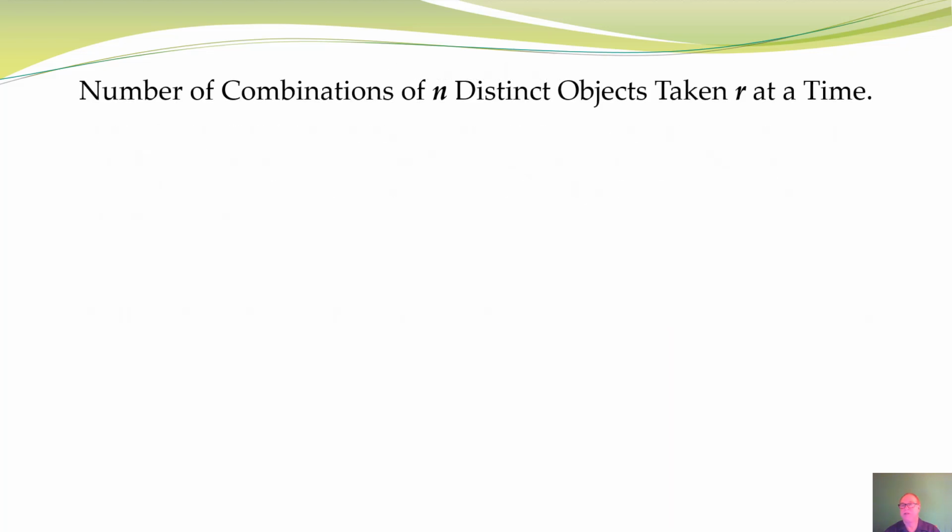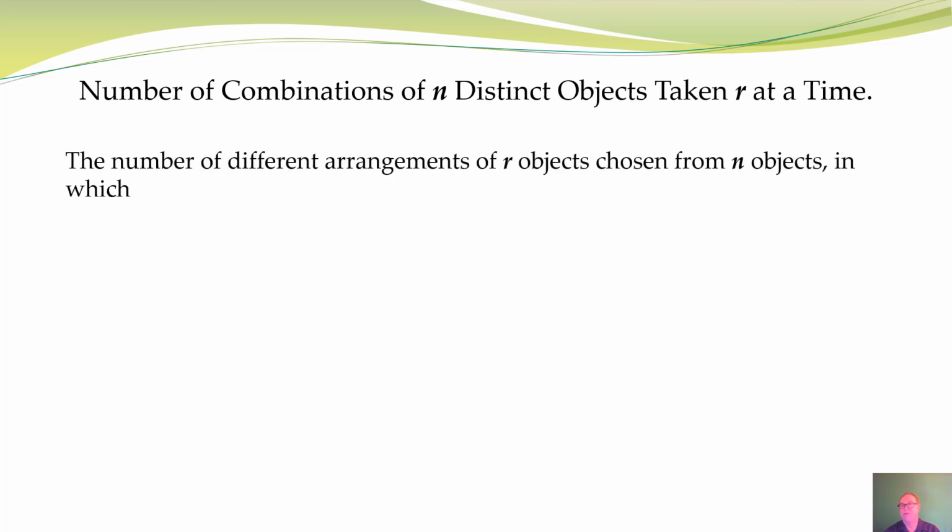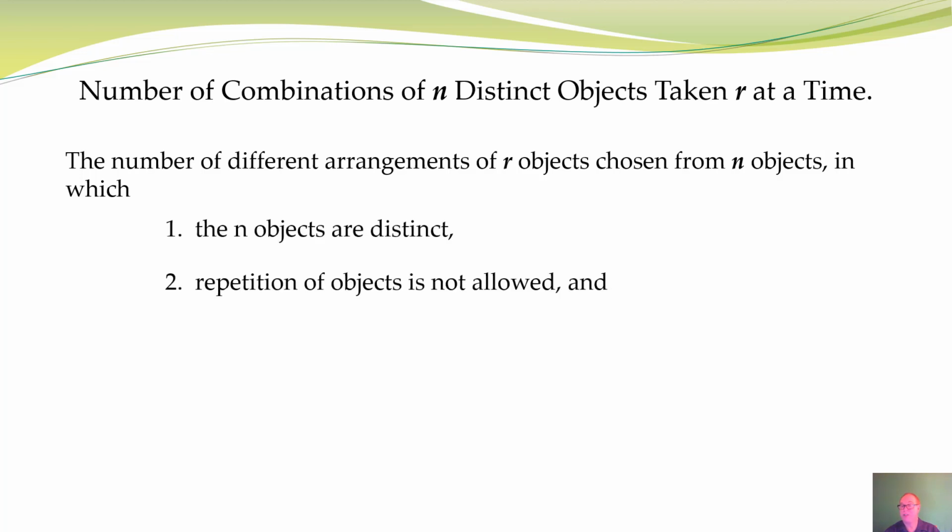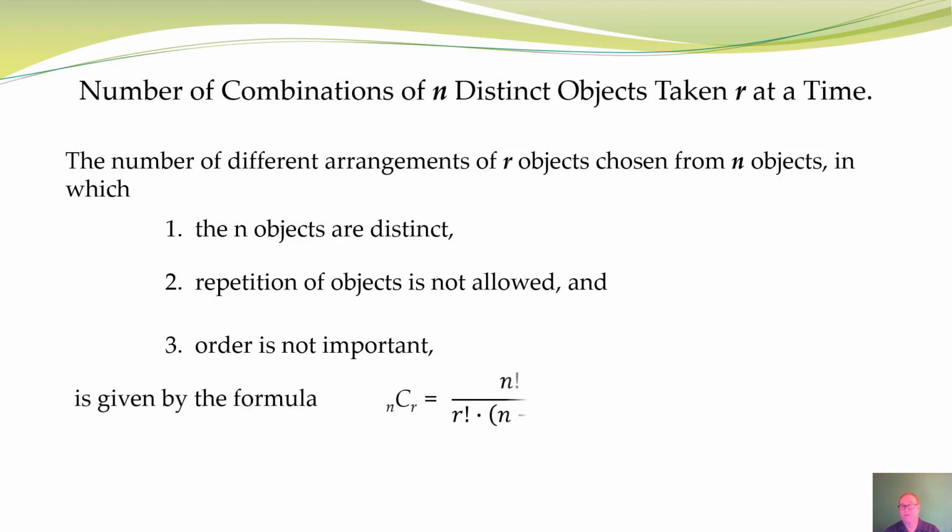Number of combinations of n distinct objects taken r at a time. The number of different arrangements of r objects chosen from n objects in which the n objects are distinct. Repetition of objects is not allowed. There are no objects repeated, and order is not important this time. So the formula is nCr equals n factorial over r factorial times n minus r factorial.